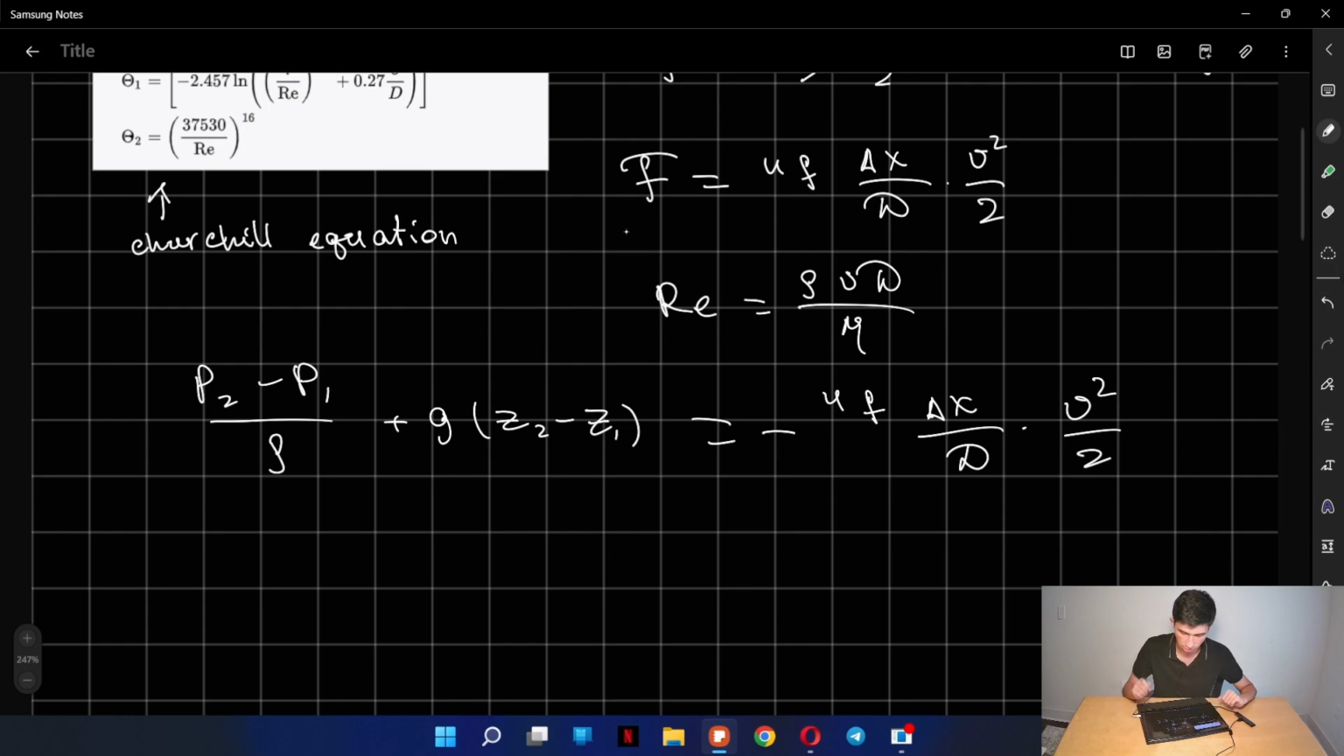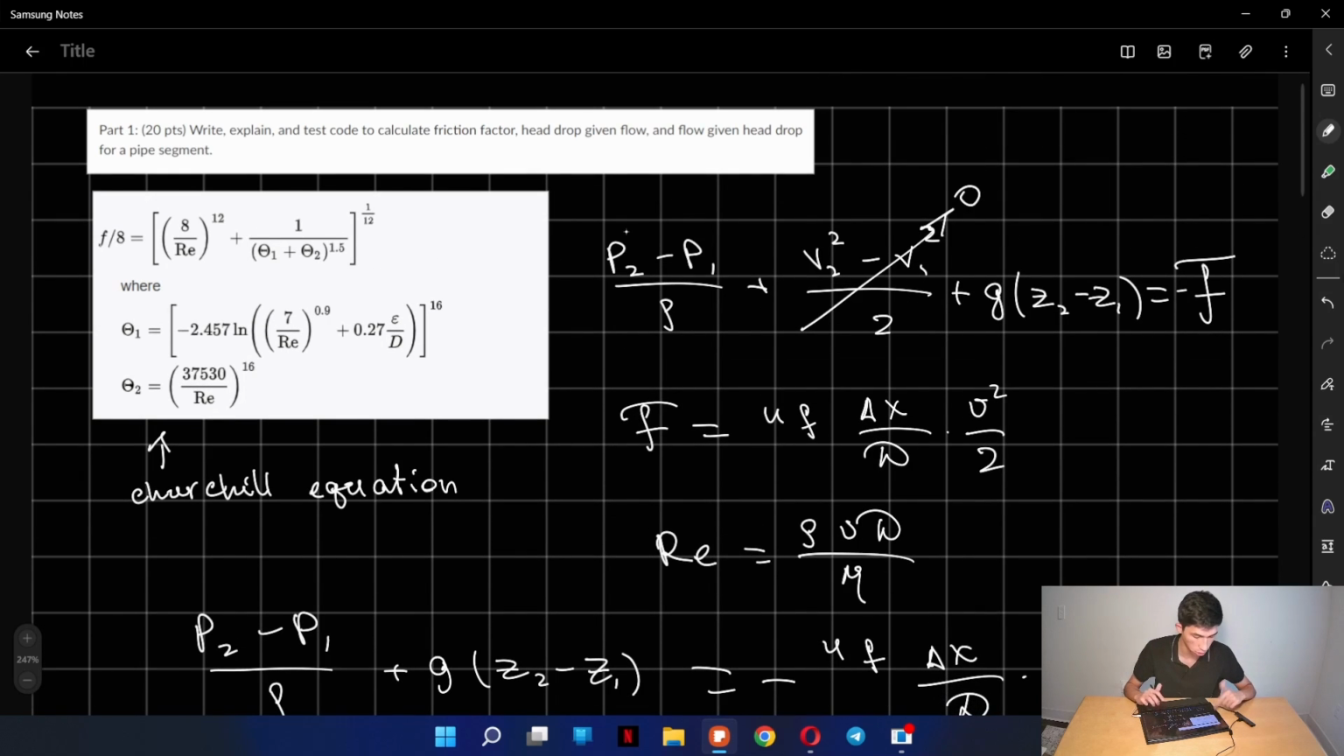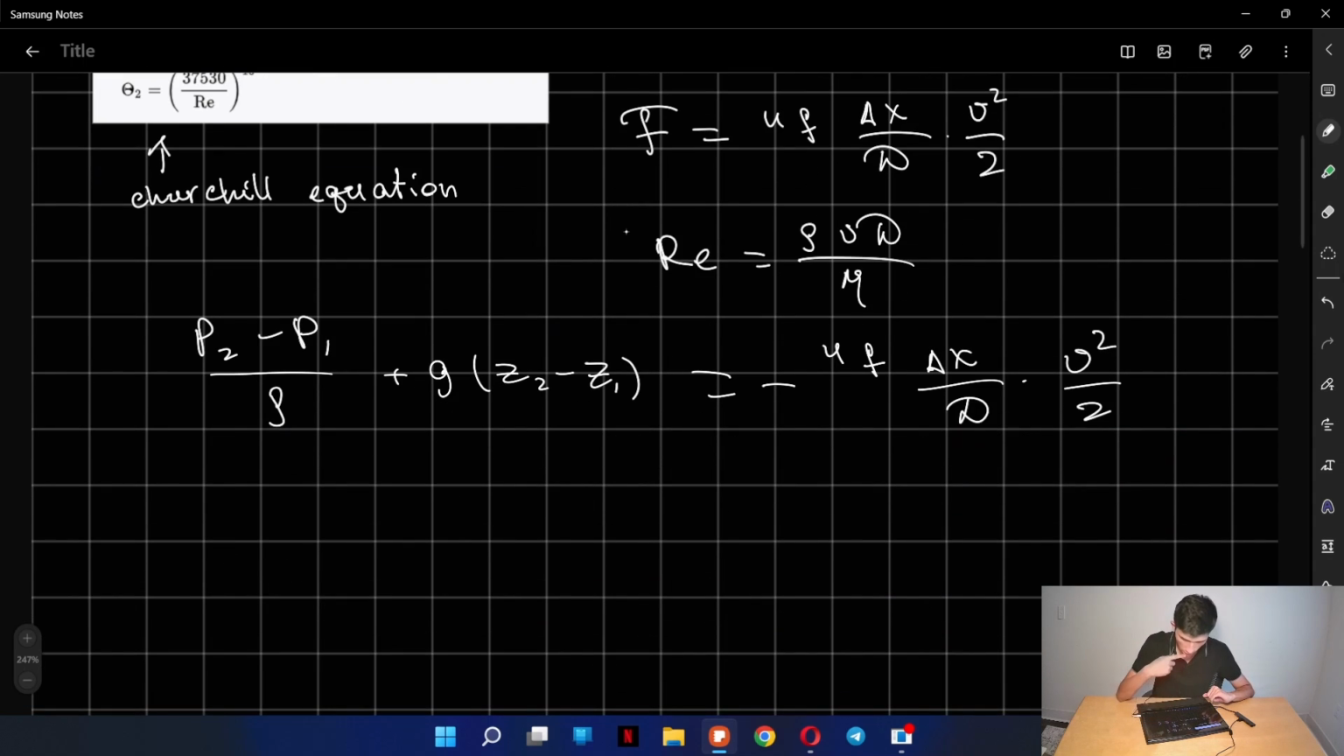One thing I forgot to mention about the Churchill equation is that it needs the diameter of the pipe to calculate the friction factor, and also the roughness. It's going to use the roughness to calculate the Fanning friction factor. We are asked to find the head drop. The head drop is a decrease in head, so it can be either a pressure decrease or a decrease in height, which results in a certain flow.